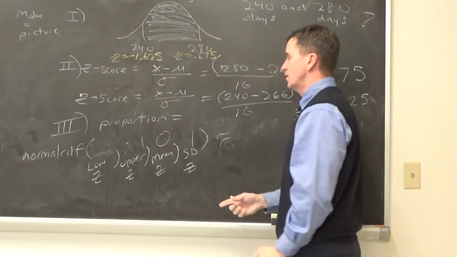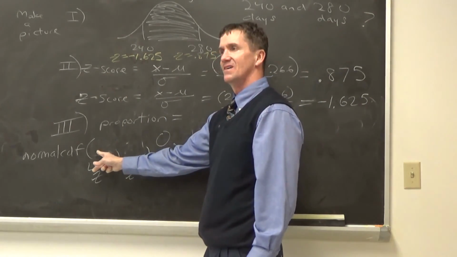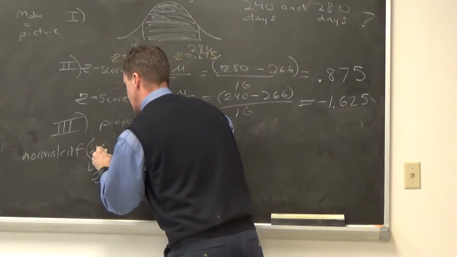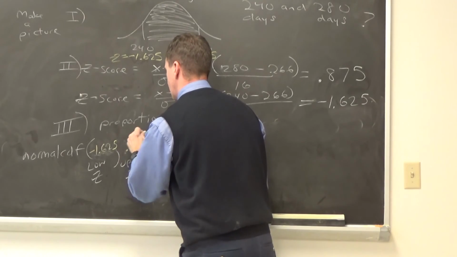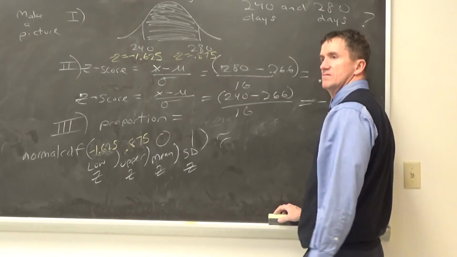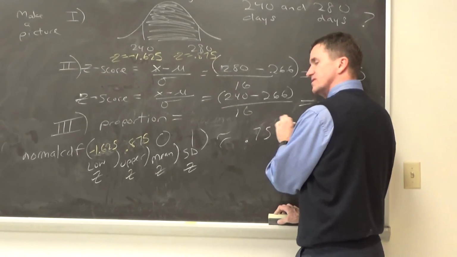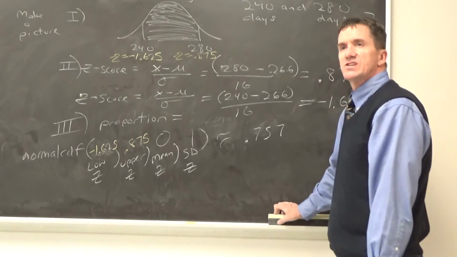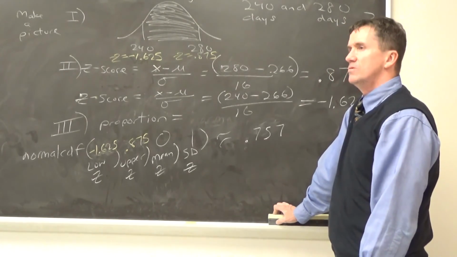Cool. So what goes here? Which number? Negative 1.625. Okay, 1.625. And what's this one? 0.875. And what do y'all get? 0.757. Roughly 76% of pregnancies, huh? Isn't this stuff cool?